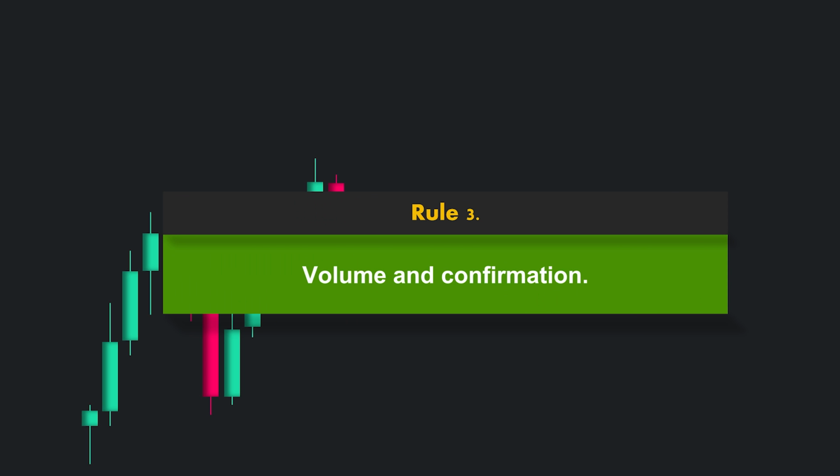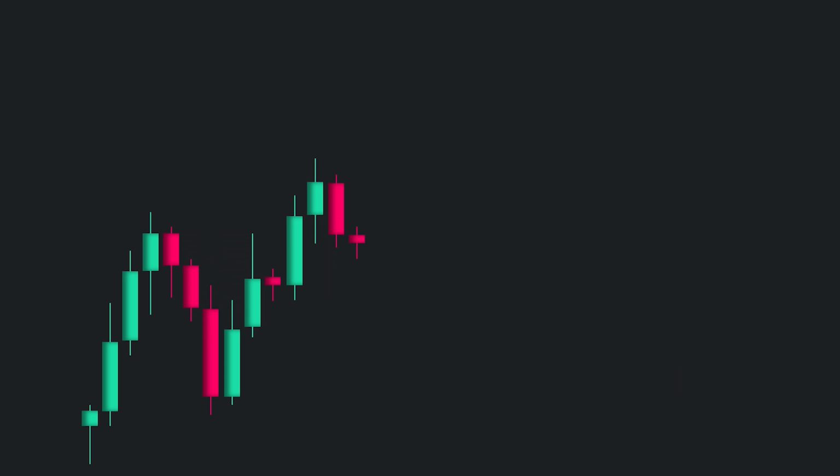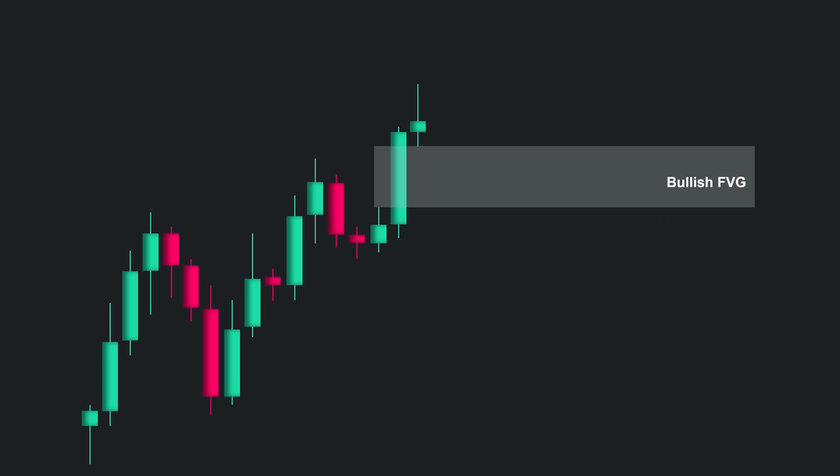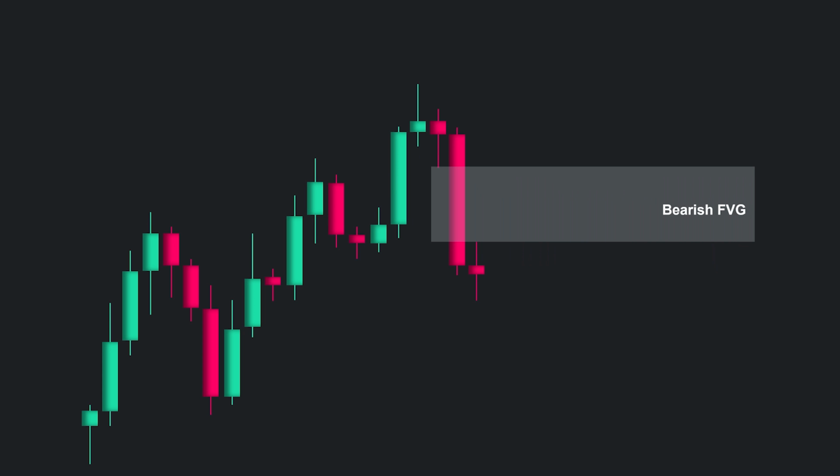Rule number 3. Volume and confirmation. For a valid CISD setup, it's important to focus on the trading volume and price momentum. The price momentum and volume can often be identified through the formation of fair value gaps. For example, here, notice how the latest breakout formed an area of fair value gap, indicating significant bullish momentum. But suddenly price drops, shifts direction, and also forms another bearish FVG. These gaps are a visual representation of heightened activity and volume in the market.